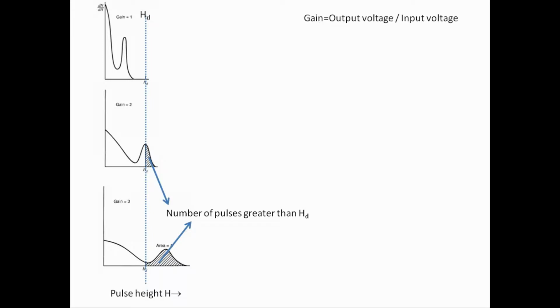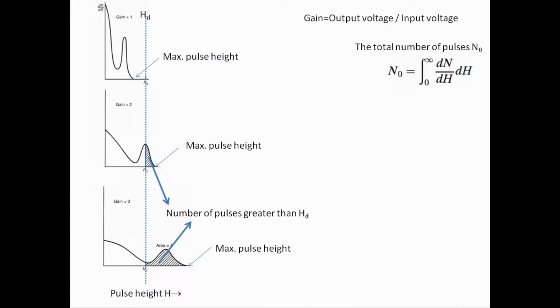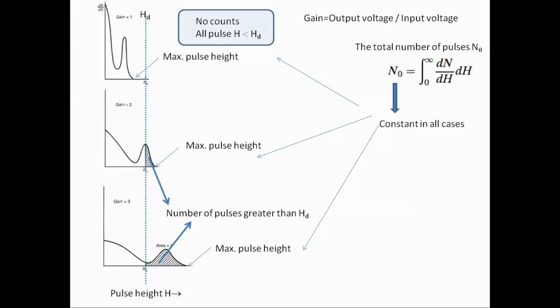Here the value of gain can be defined as the ratio of the voltage amplitude for a given event in the detector to the same amplitude before some parameter such as amplification or detector voltage was changed. The highest voltage gain will result in the largest maximum pulse height, but in all cases the area under the differential distribution will be constant. In the example shown here, no counts will be recorded for a gain of 1 because under those conditions all pulses will be smaller than HD. Pulses will begin to be recorded somewhere between a gain of 1 and a gain of 2.